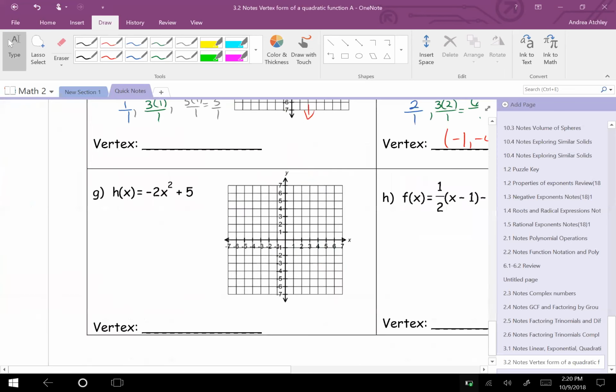Okay, next one. This one's a little tricky because I don't have parentheses there. So identifying the vertex is a little different. Any guesses on the vertex? Yeah? So I think it's -2.